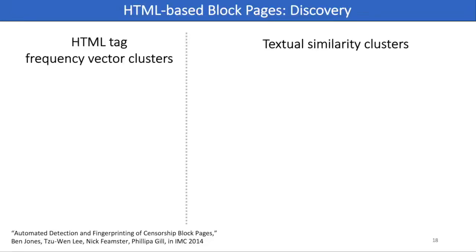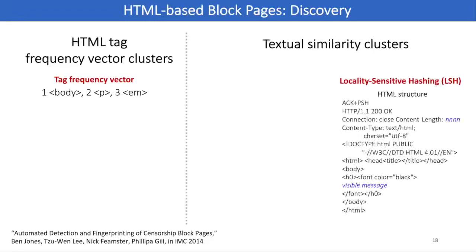For HTML tag frequency vector clusters, we compute a tag frequency vector of each HTML, and for the other clusters, we apply locality-sensitive hashing to the HTML structures of web pages. Then we find candidate websites whose tag frequency vectors or LSH match those of our known block pages.